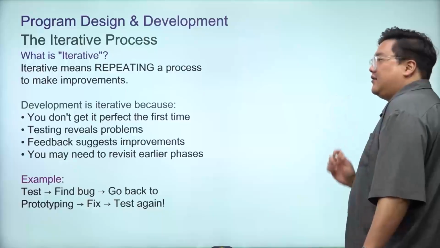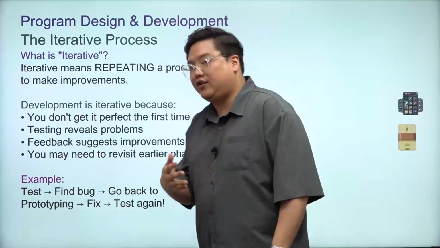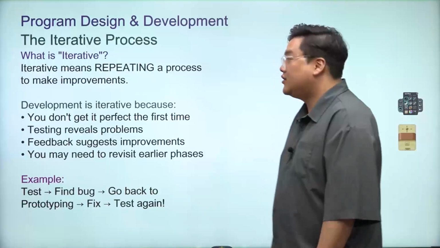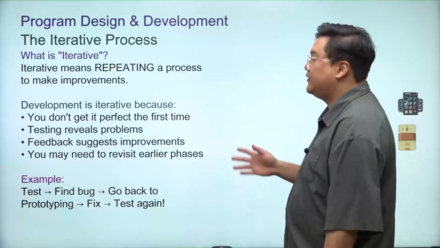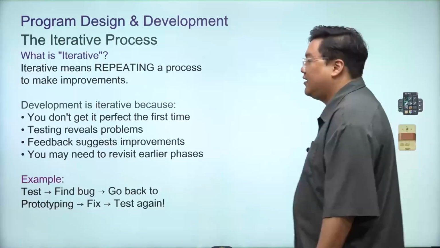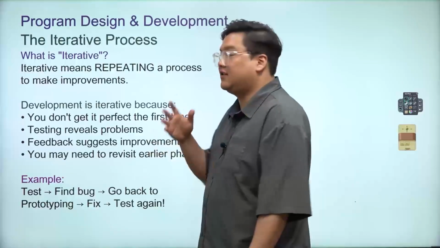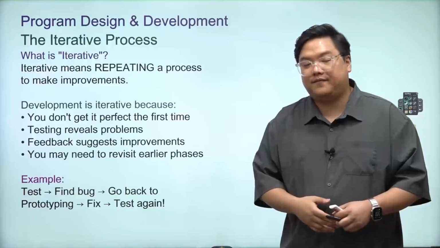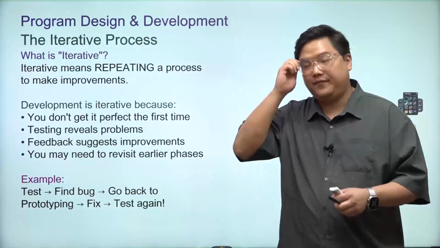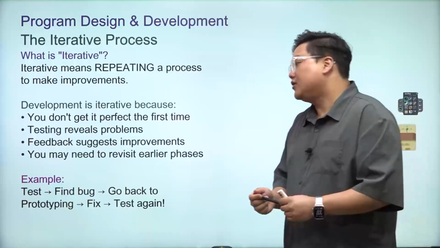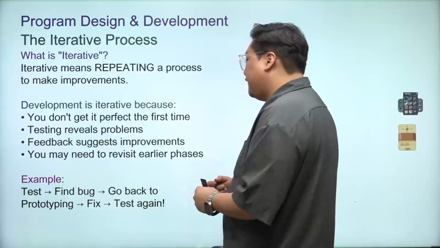But what does iterative mean? It's a word used very often in computer science. It means repetition, basically. So iterative means repeating a process to make improvements in this context. Development is iterative because you don't get it perfect the first time. Again, no matter how big of a project you're working on, your first version is not going to be perfect. So you don't get it perfect the first time.